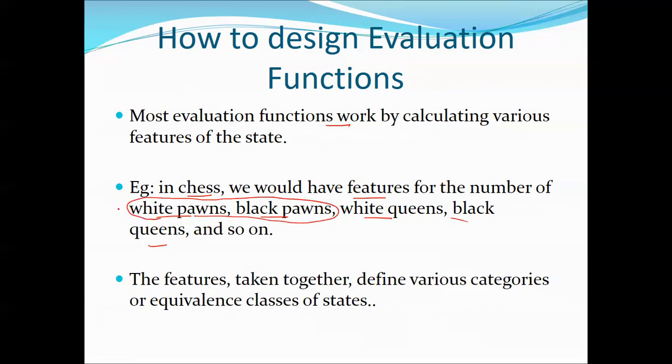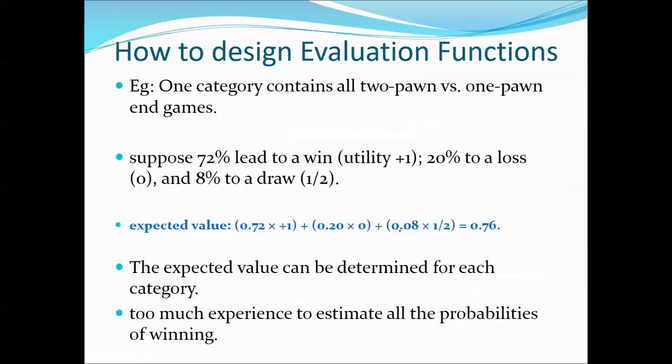So that's what we have discussed in the previous slide. For example, this may be f1, number of white pawns versus number of black pawns, and number of white queens versus number of black queens, that may be f2. Like that, we should use multiple evaluation functions. Okay, one example is given here.